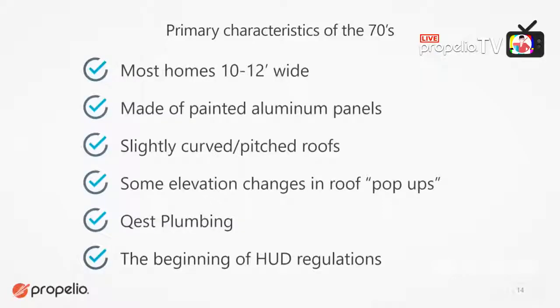But you can expect to see Quest in those types of homes. And once we get into the 70s, that was the beginning of the HUD regulations, coming in about 1976. So up to 76, slightly curved roofs. Past 76, they got a lot more prominent in the curving of the roofs. And then once we get into 83, they become pitched.